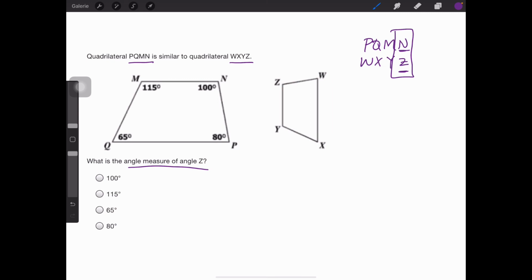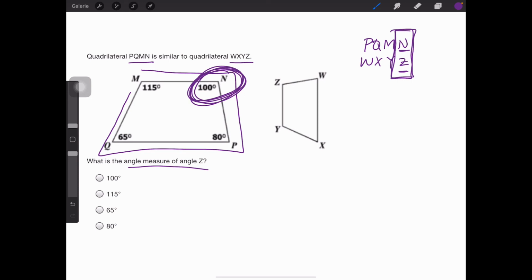Angles will stay the same. So all I have to do is figure out which angle corresponds to Z, which in this case is N. Now I have to find N in this shape, the shape on the left, and I can see that N is on the top right. So N is 100 degrees. That tells me that Z is going to be the same. So Z is the same as N. It is 100 degrees. And that is question 19 for the road.